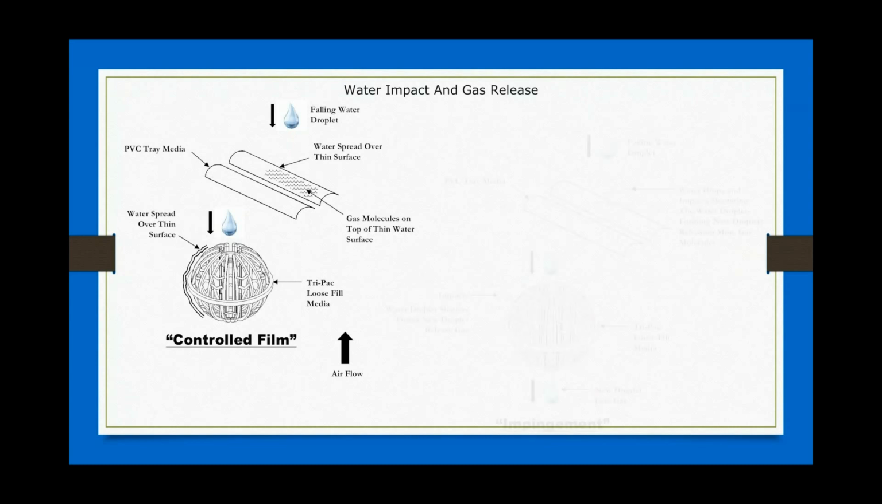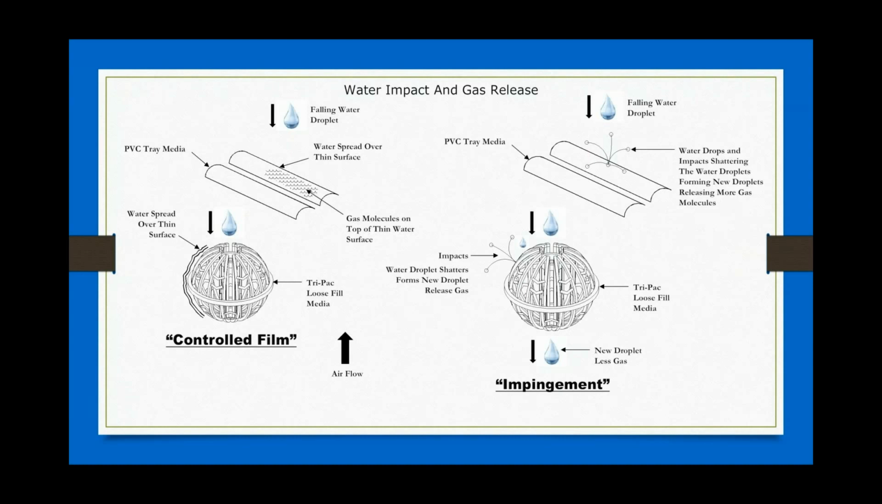In impingement, the different process, the water drops from one piece of media to the next piece of media, and it's fractured. It basically shatters. When it shatters, those new droplets form, and the gas, of course, goes to the surface of the water molecule. So controlled film and impingement are basically the two types of technologies, if you want to look at the science behind gas transfer that occur to allow the gas to actually leave the water.